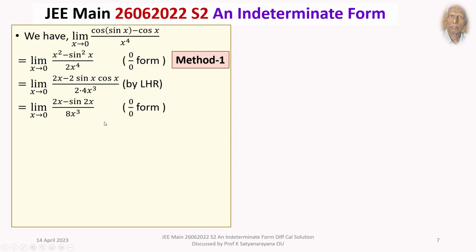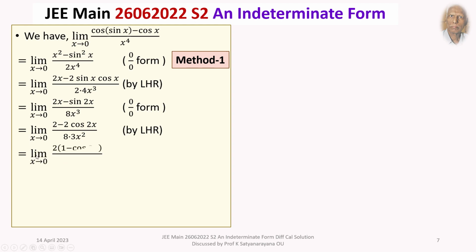As I have told you, we will be using L'Hopital's rule repeatedly. Normally a student follows this kind of method. And now it takes 0 by 0 form. Again differentiate the numerator, that is 2 minus 2 cos 2x, by 8 into 3x square, correct, by L'Hopital's rule.